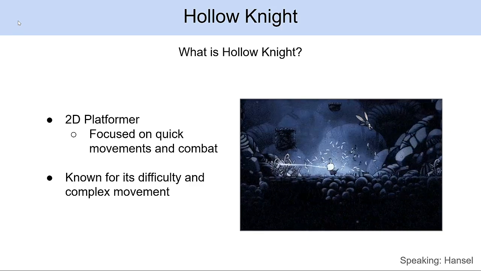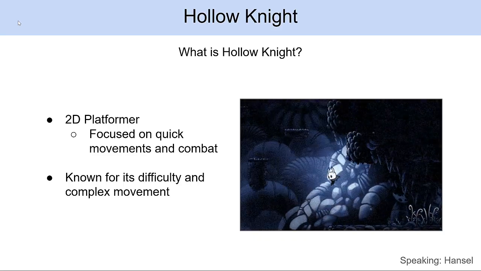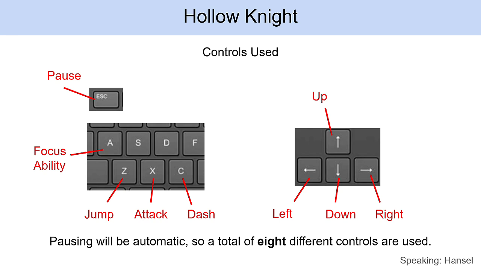Hollow Knight is a 2D platformer game that requires the user to jump around and attack enemies. It's meant to be challenging and requires a lot of practice to master. The goal that we set for ourselves is to be able to challenge and defeat the first boss, known as the Gruz Mother. For our task, we only need 8 different input controls to successfully play the game. One challenging aspect of the project comes from the fact that in the game, the user will often want to press multiple keys at once, and often hold down keys for specific amounts of times as well.